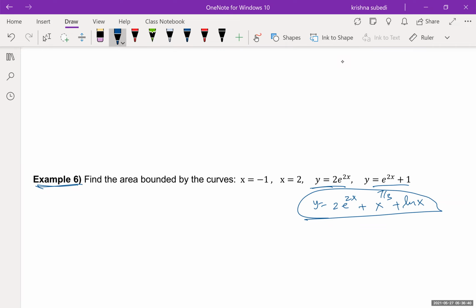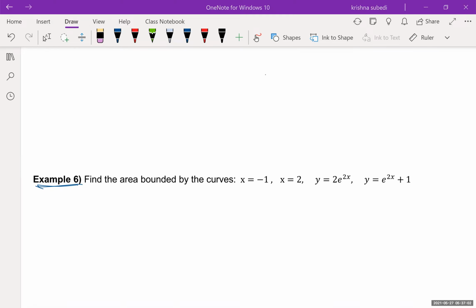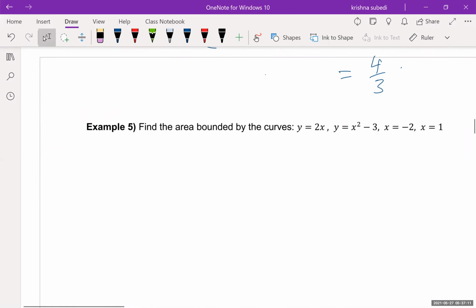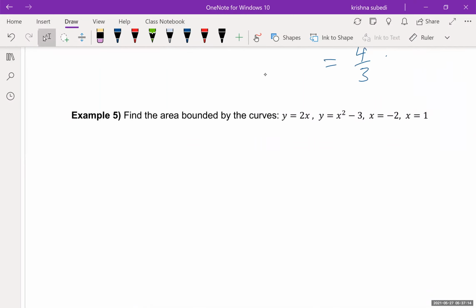So now the question is, if you don't want to draw the graph, can you still find the area bounded by the curves? The short answer is yes. If you find that drawing graph is a little bit difficult for you, then don't worry, don't be scared. We're going to learn another technique, and then we'll figure out how to find the area bounded by the curve. So example 5 and 6 are very similar, and I want to do example 5, and then you will do example 6 on your own using the same idea.